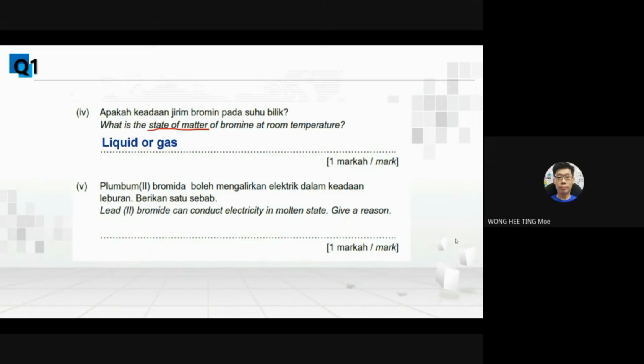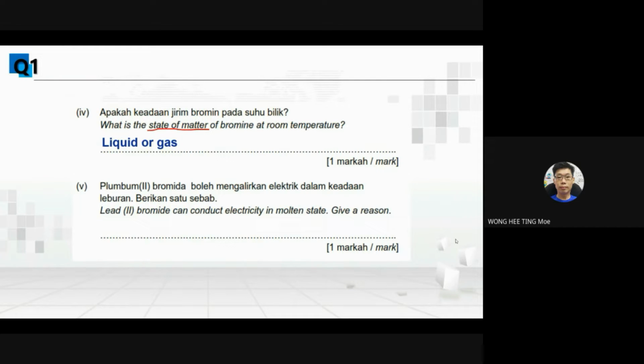Previously we had the diffusion rate experiment. When we put the bromine water there, it can vaporize to gas. So normally we say it is bromine water. If we store it in the bottle, it will be in the liquid form. But if you write liquid and gas, it means it has vaporized already. I would suggest you write liquid.